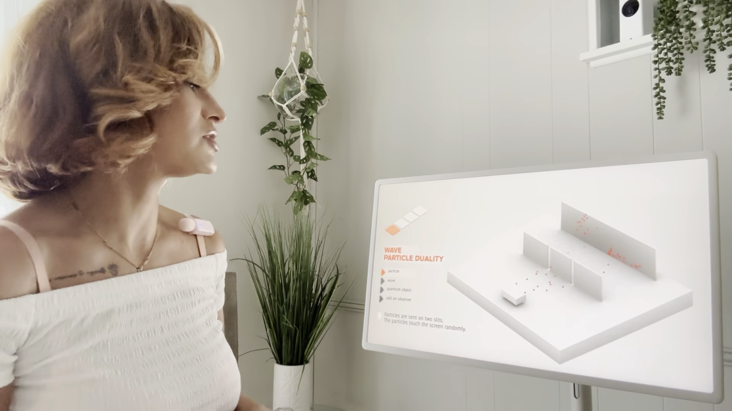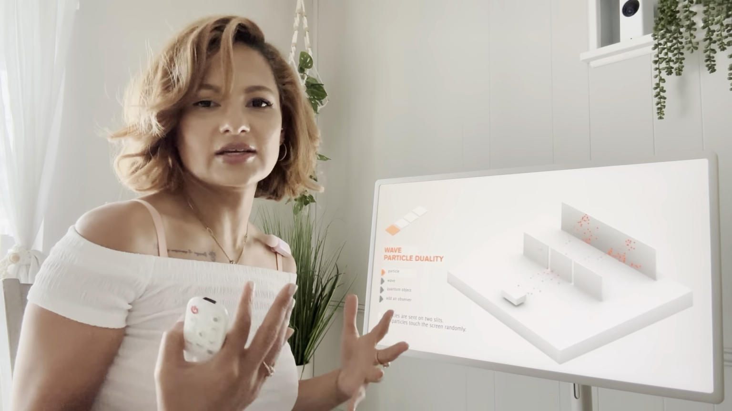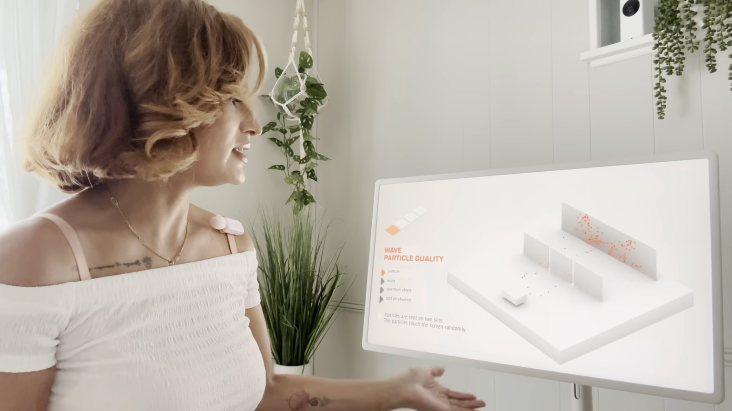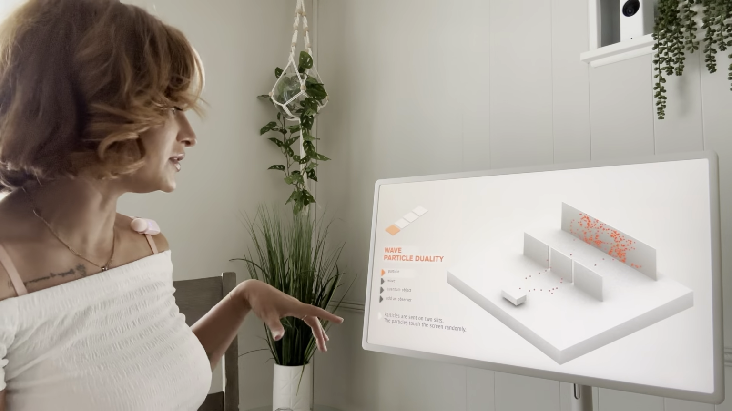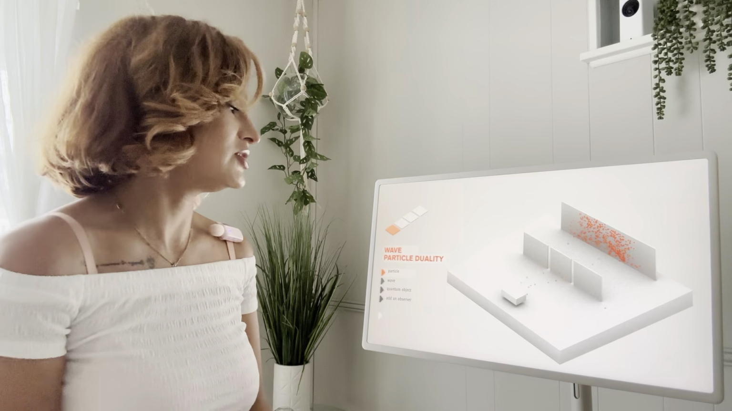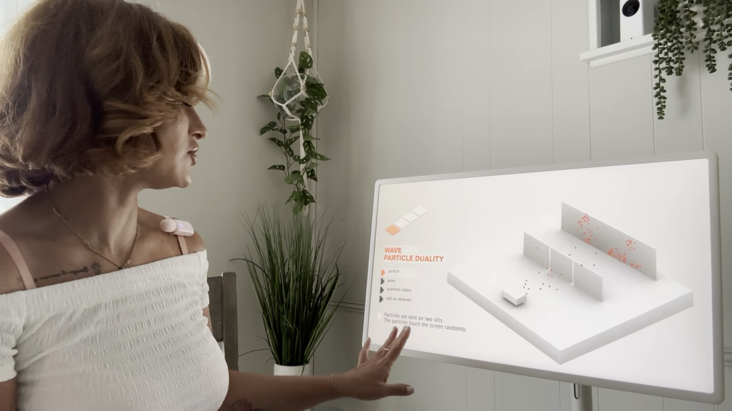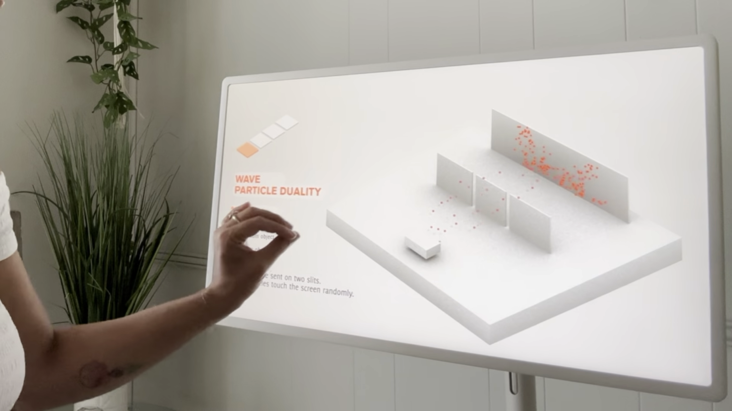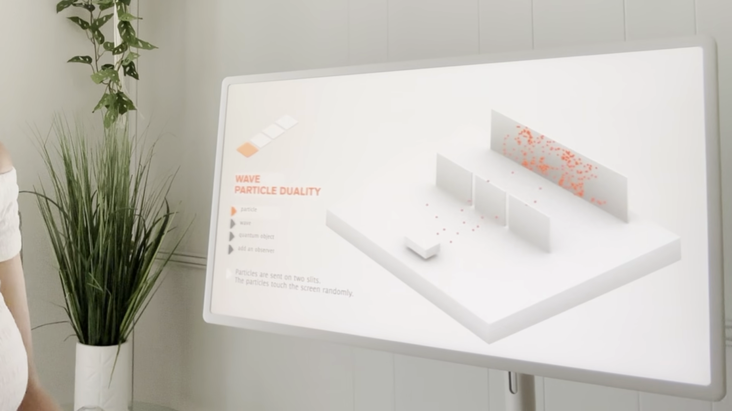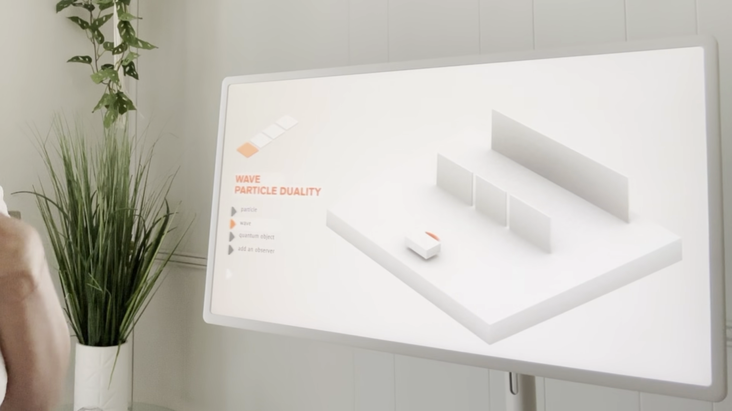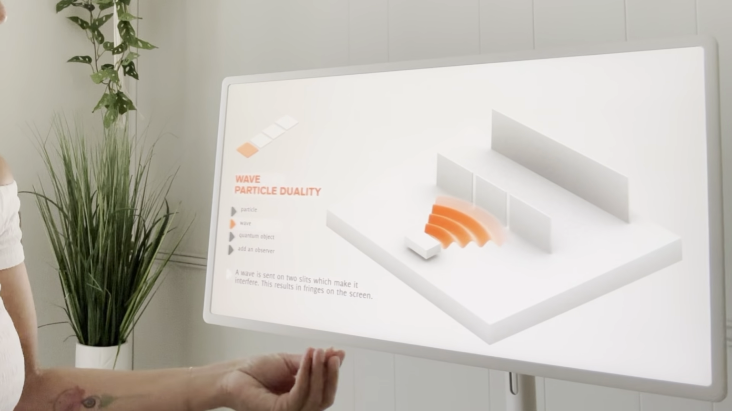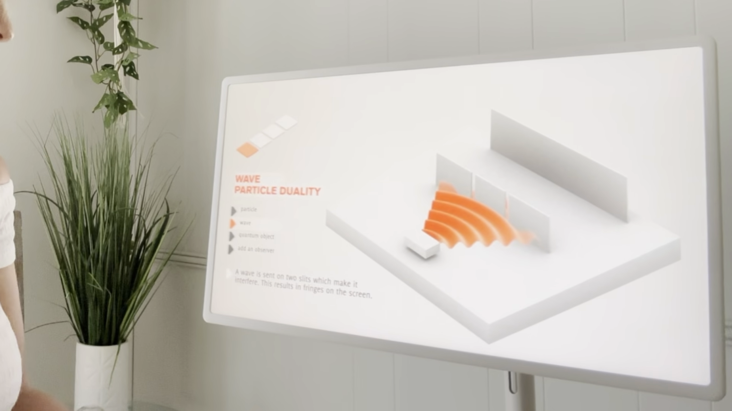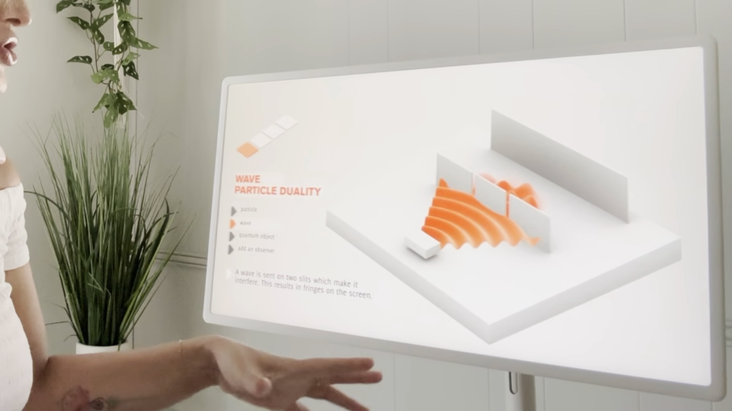This is their experiment that basically is showing us what it means when the particle is being blasted through the two slits. Particles are sent on two slits. Particles touch the screen randomly, and that's what you're seeing on the other end of that first experiment. Then they send it through as a wave. A wave is sent on two slits, which make it interfere. This results in fringes on the screen.